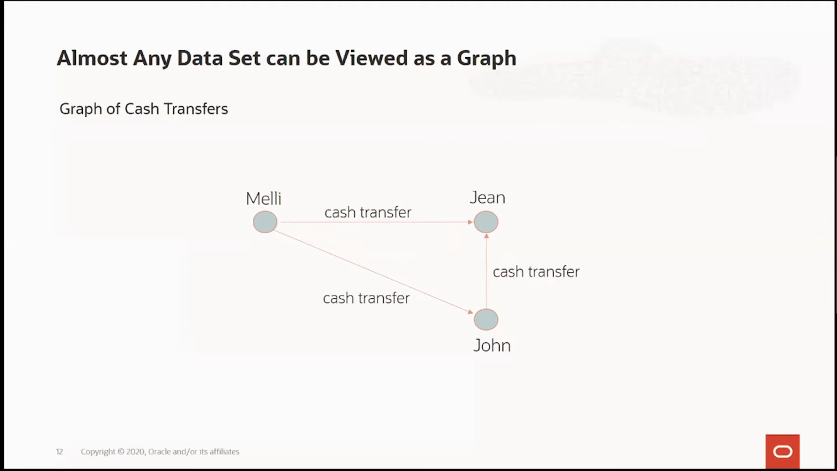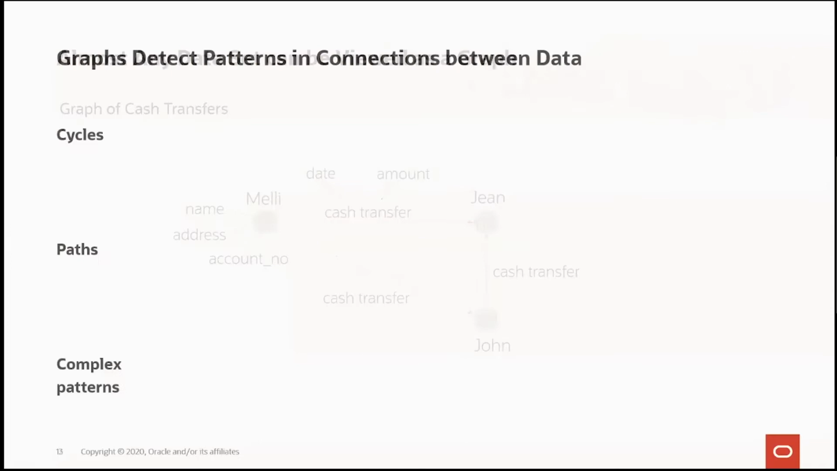So in any data set, you can have logical connections. You can represent that as a graph. So you can get new insights into your data. And here again, we have properties for the vertices and properties for these edges. The cash transfer would have a date and amount transferred as properties.